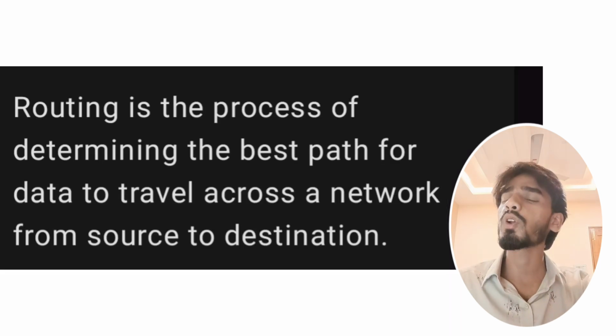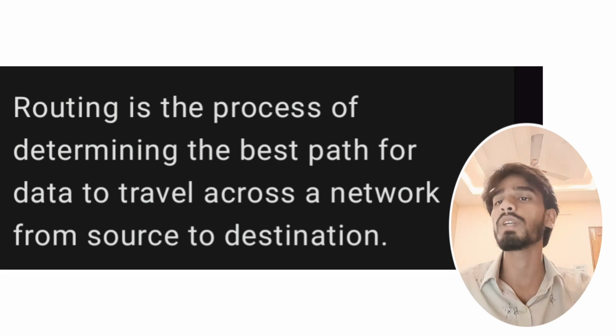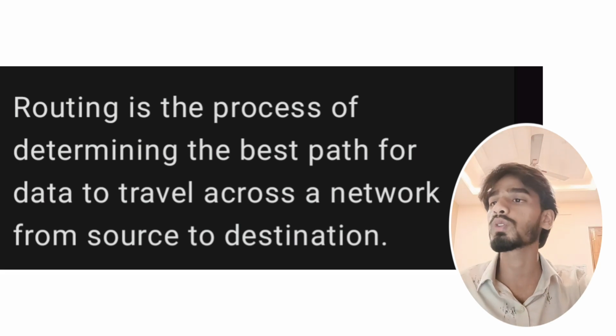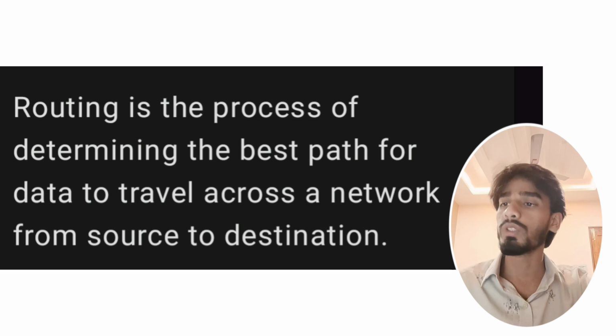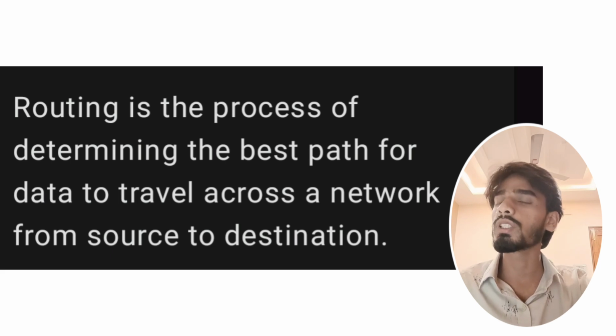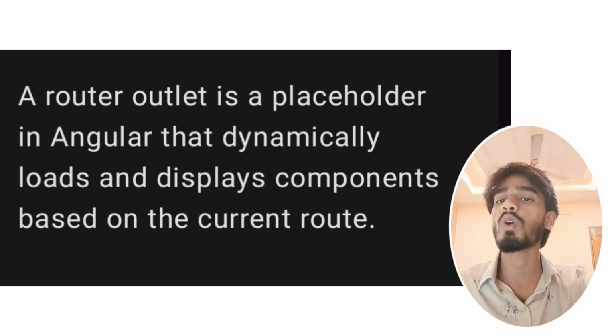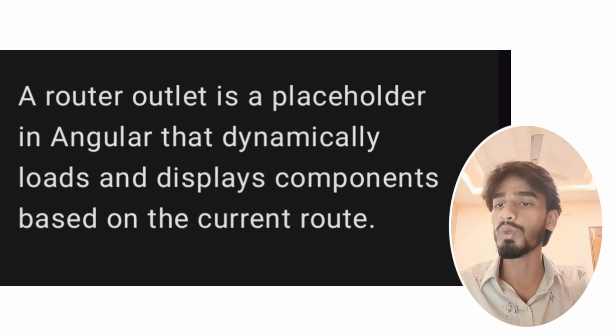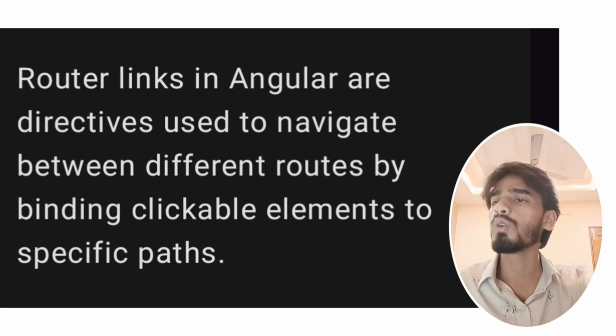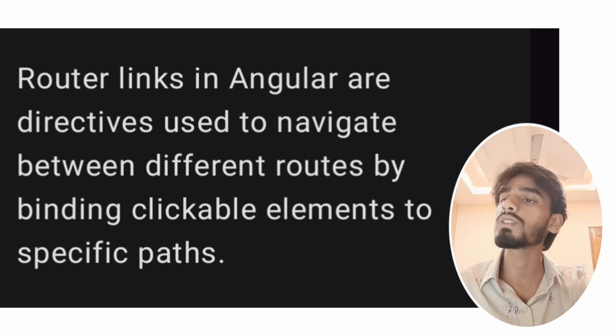Routing. Routing is the process of determining the best path for data to travel across a network from source to destination. Routes. Routes are predefined paths or rules in a network that determine how data packets are forwarded from a source to a destination. Router outlet. Router outlet is a placeholder in Angular that dynamically loads and displays components based on the current route. Router links. Router links in Angular are directives used to navigate between different routes by binding clickable elements to specific paths.